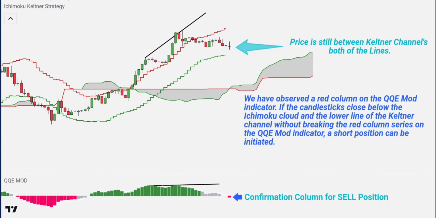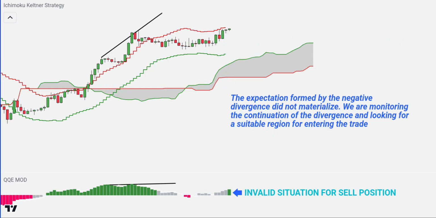As you can see, even though the QQE mod indicator is showing a red column, the price is still rising and trading well above the Ichimoku cloud. We are waiting. The price keeps rising persistently.